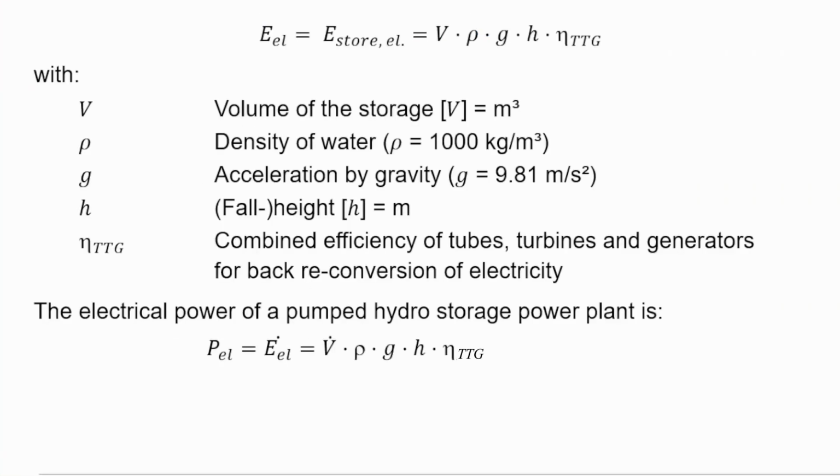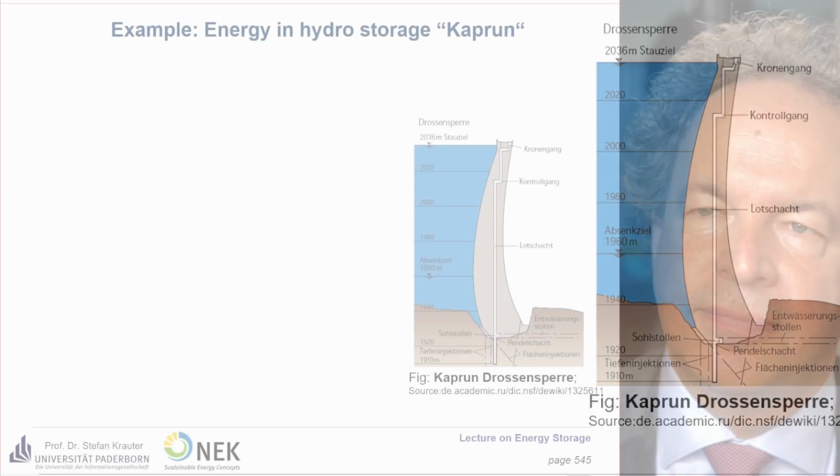If we derive this from the energy to the power, then we have the derivative with respect to time of the energy, and that is a derivative of the volume with respect to time. That's the volume flow, now in cubic meters per second. There is nothing to derive for the density, the acceleration of gravity, or the height. The same applies for the conversion efficiency. This is typically in the vicinity of 80% for large-scale power plants.